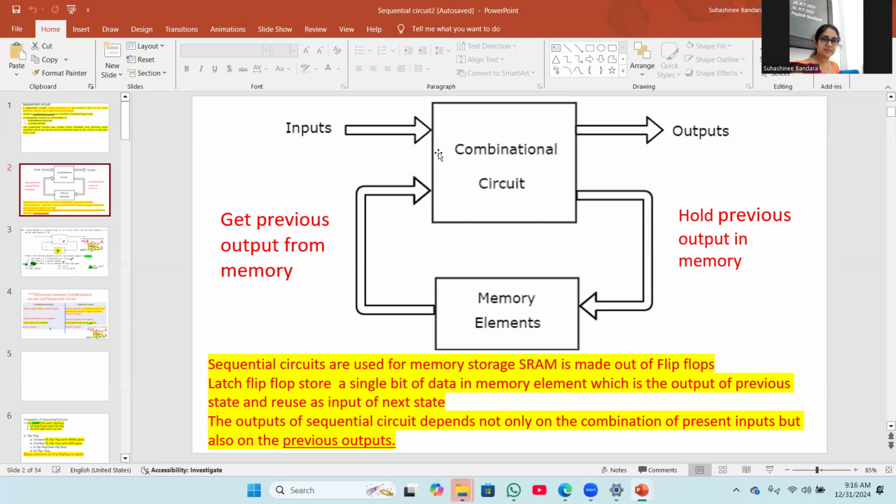So it will use the previous memory with the help of the input. Then it will make the new output. Then the new output again goes to the memory element and is used with the new input. Then it will use the previous output and make the next output.